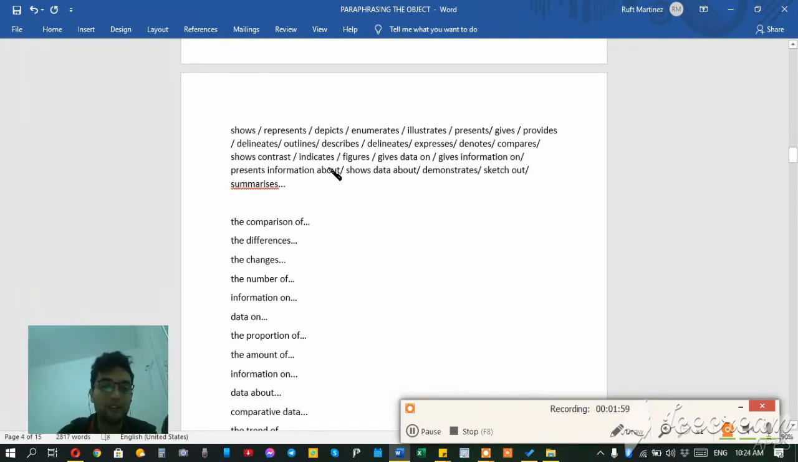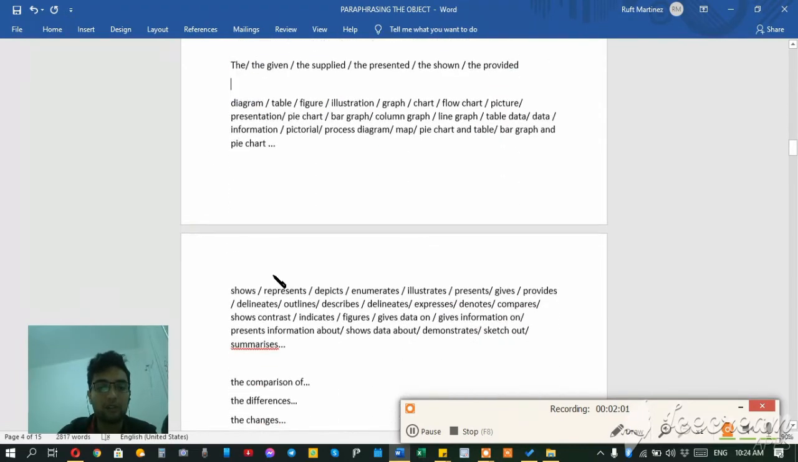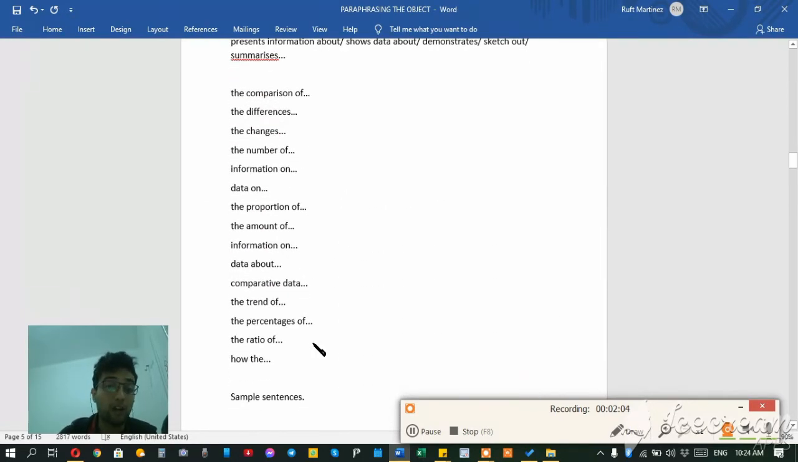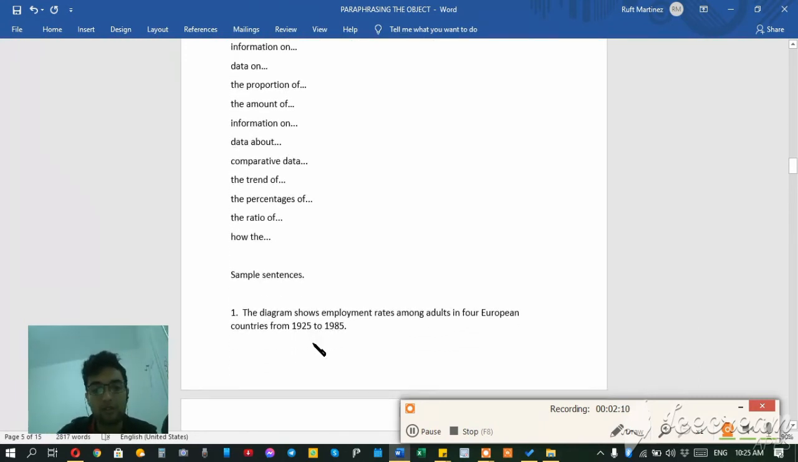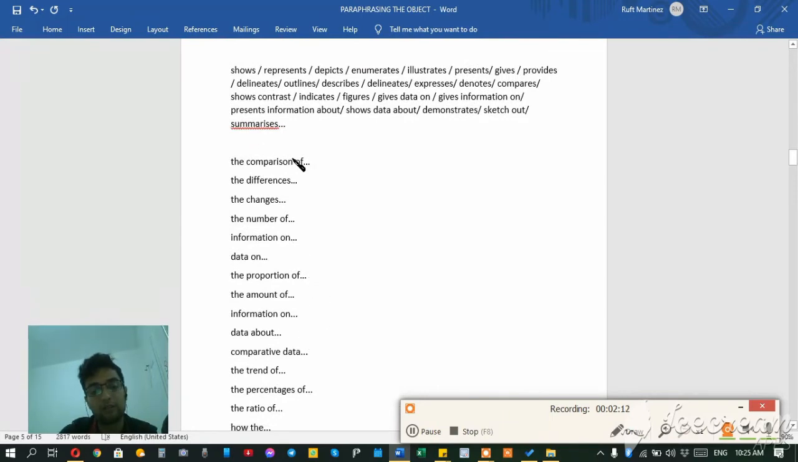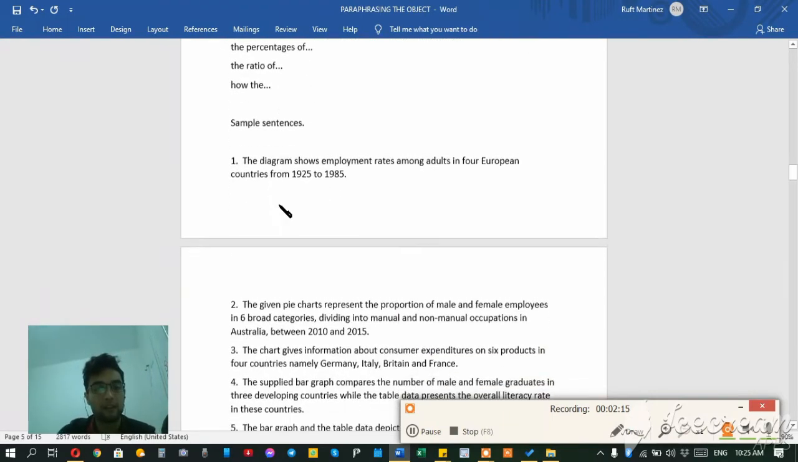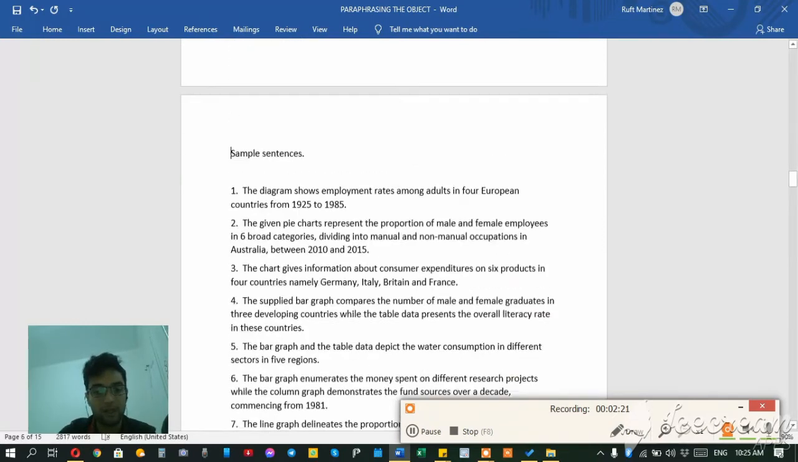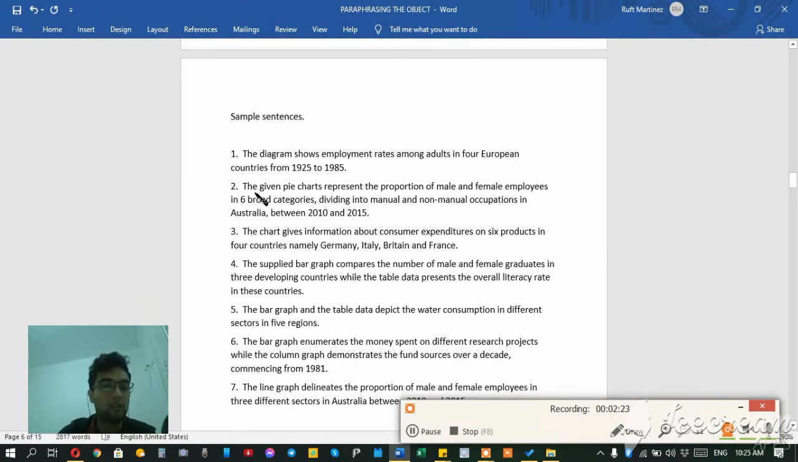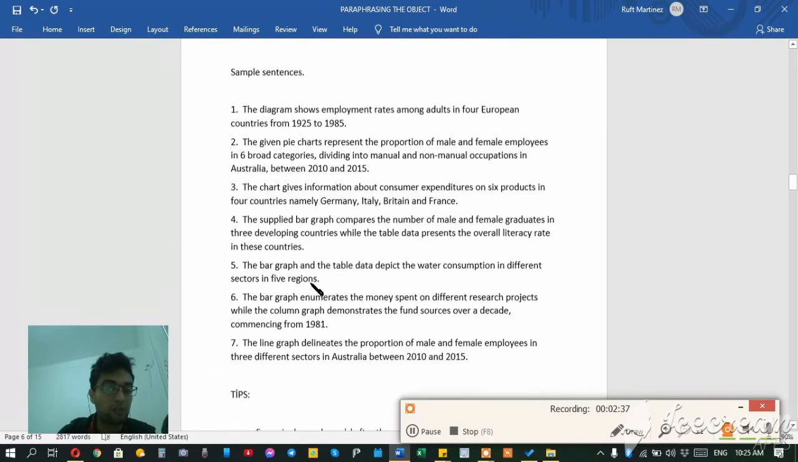But for now, these are the synonyms that we are learning. Please learn the synonyms by heart and keep them in your mind forever. Whatever writing you write, just use these. And also use the vocabulary for Task 1 and Task 2. And here I wrote for you some sample sentences. The diagram shows employment rates among adults. Pie chart I did write for you, but you can just say pie chart. It does not mean it's going to give you a higher score, but you can use given or something. Represent a proportion. Charts give information about consumers. Just read these things, okay?